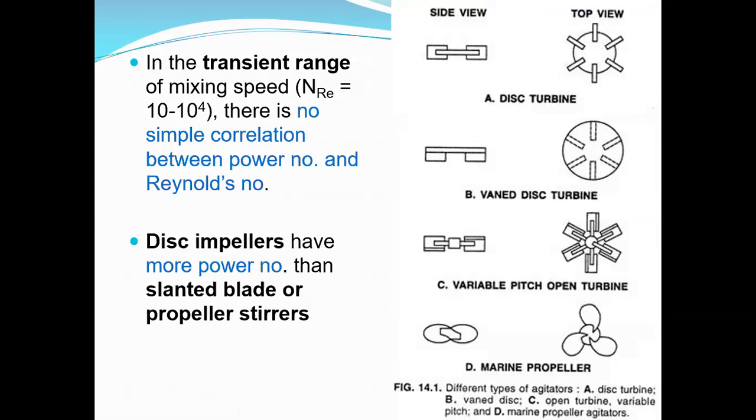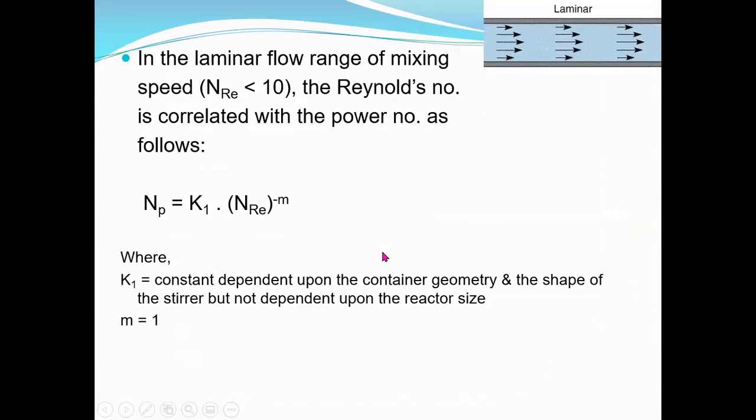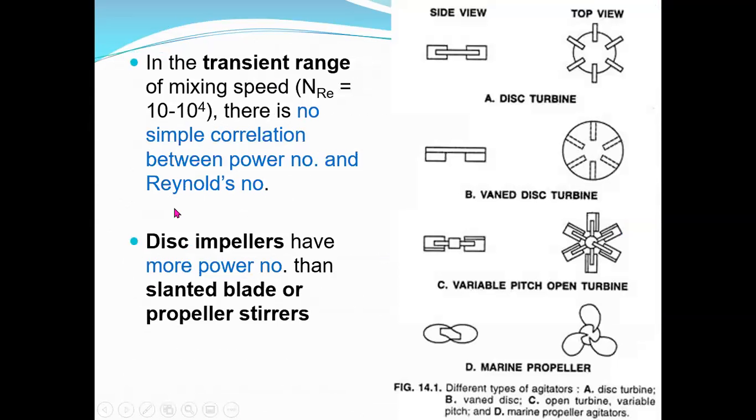When the Reynolds number is between 10 and 10 raised to the power 4, there is no direct relationship between power and the Reynolds number. It is not a simple correlation, but a bit complex. If you consider different kinds of impellers, the disc impellers use more power as compared to the slanted blade or marine propeller impellers.